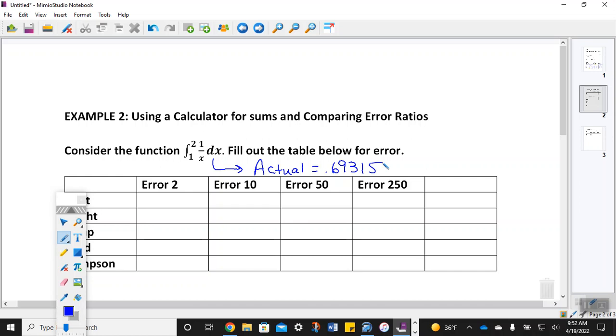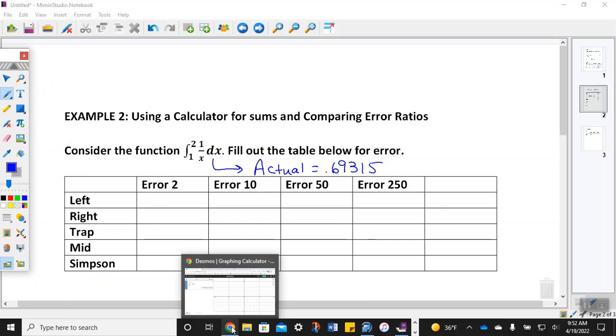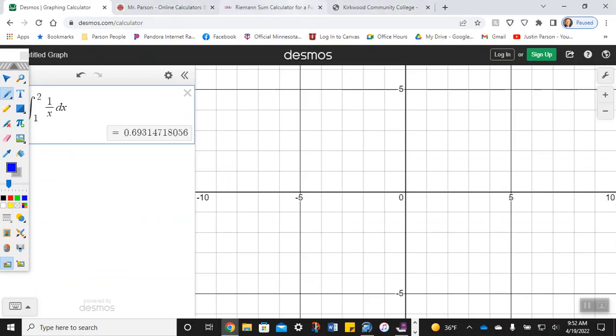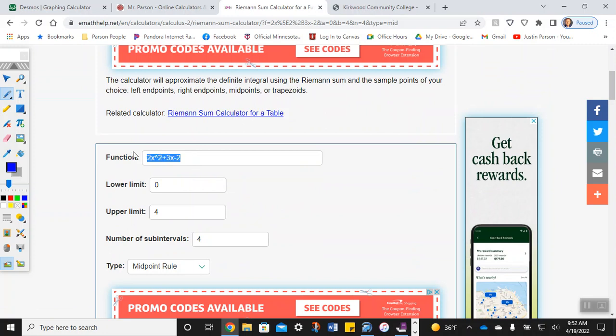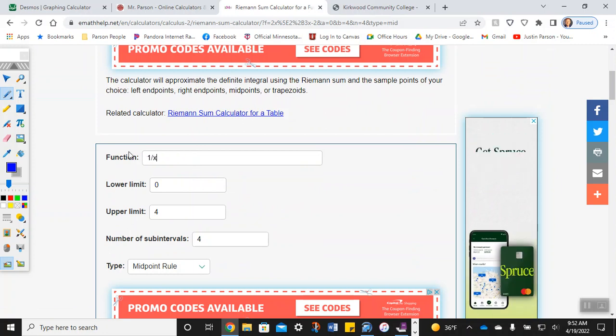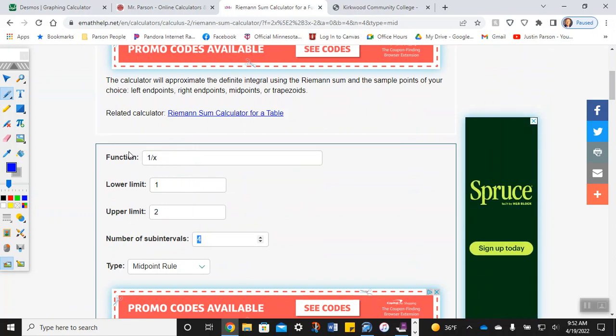We need to do error 2, error 10, error 50, error 250. Oh, Lordy. Okay. I'm going to do this quickly. I'm going to go back to this other calculator. Okay, what's our function again, kids? 1 over x, is that right? Yeah. Okay, what's my lower limit? 1? 2? First one is 2 intervals, is that right? Because we're doing error of 2.